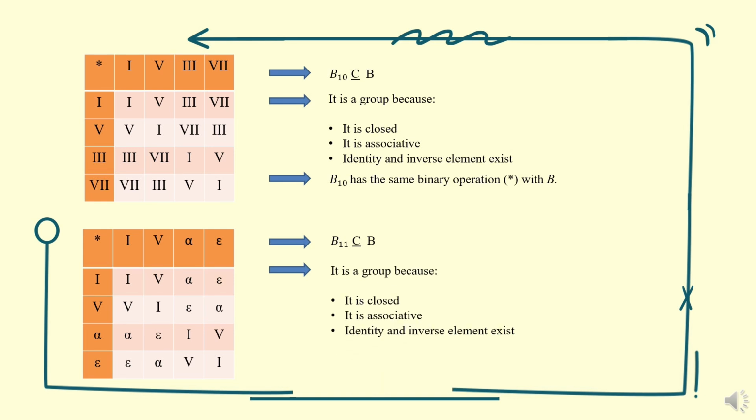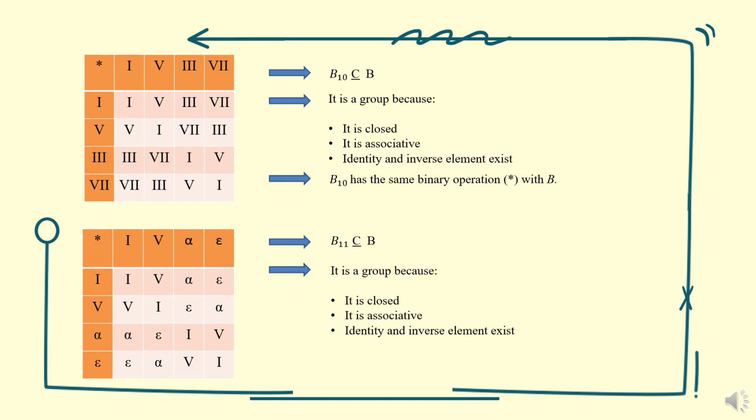Yes, why? In what way? Because the outcome of each element of this table is themselves. So, for example, 5 star alpha is epsilon. Epsilon is in this set. That's why we can say that this table is closed.